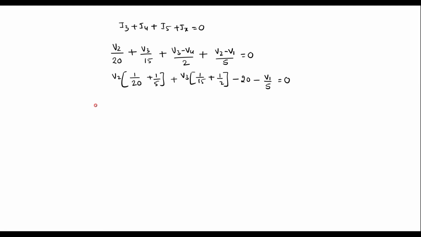Further, I can simplify, I will write minus V1 by 5. So 1 by 20 plus 1 by 5 gives plus 0.25 V2, plus 1 by 15 plus 1 by 2 gives 0.5667 V3. I will take this V minus 20 on the other side, it will be equal to 20. So let me call it equation 2.